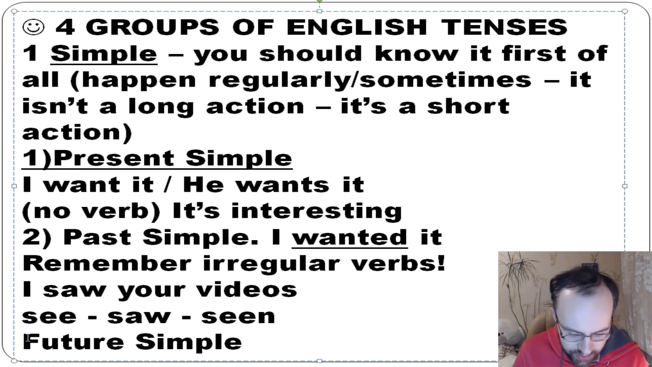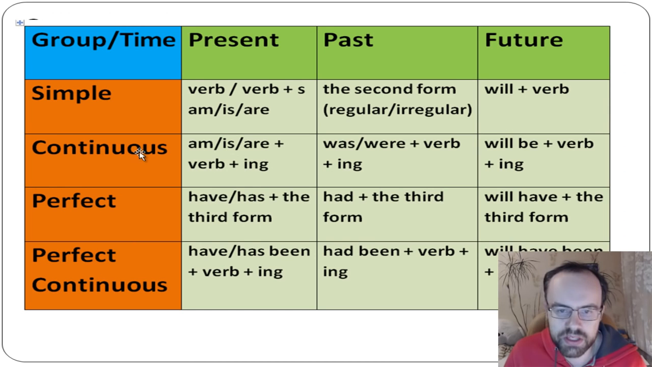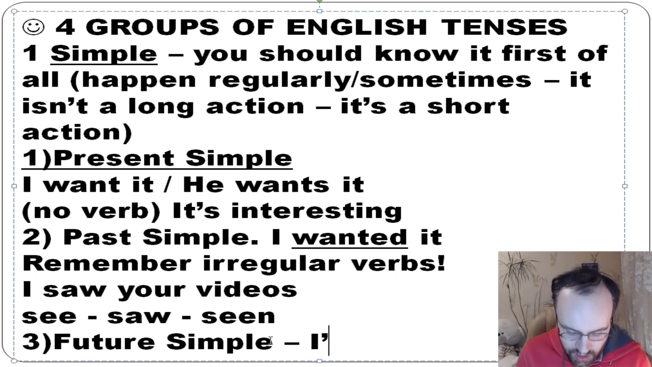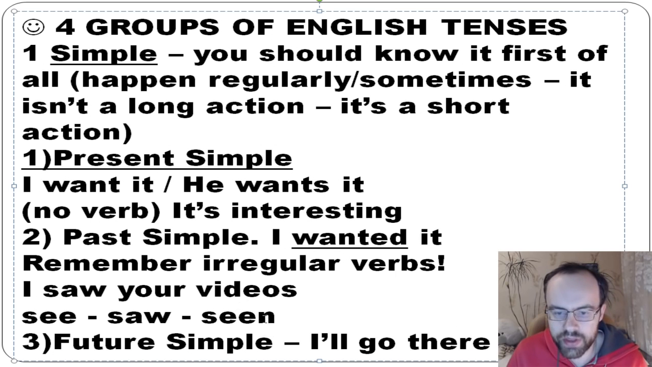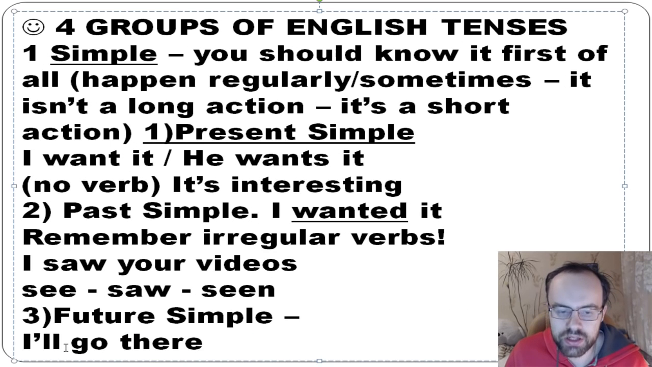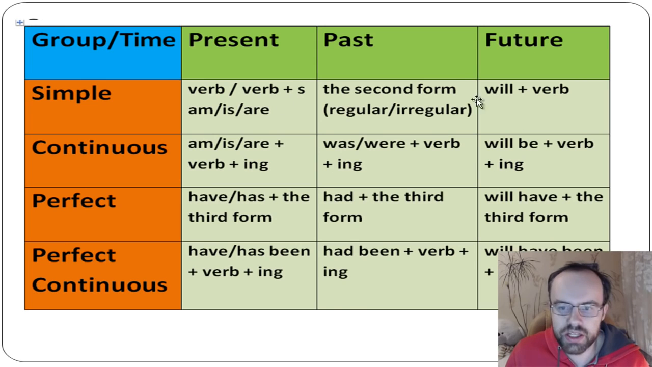So future simple, it's very easy to form this tense. You see, will plus verb. For example, let me give you one example: I'll go there, or I will go there. So you know that will is the full form, and when we meet double L, it's a short form. So I'll go there. Okay, so you see, it's very easy.